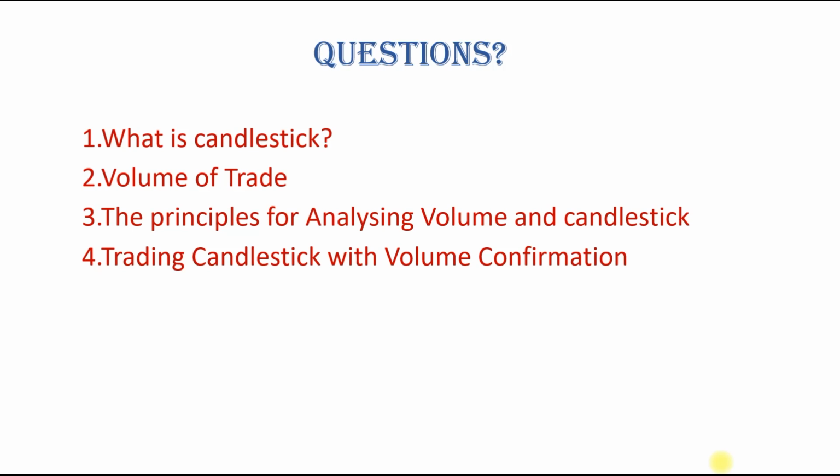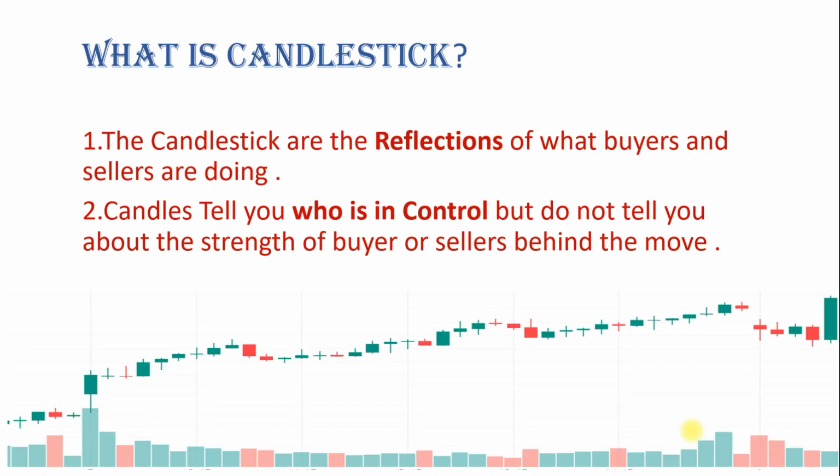Okay. What is candlesticks? So candlesticks are the reflections of what buyers and sellers are doing. So say for example, if the candle is a green candle, what does that mean? Okay, it means the buyers are in control. That is bullish trend. Okay, and if there is a red candle, it means that sellers are in control. Okay, so the candlestick will tell you what buyers and sellers are doing.